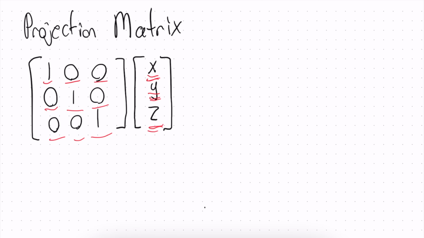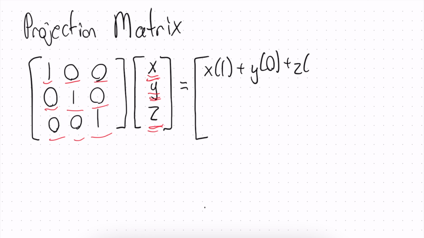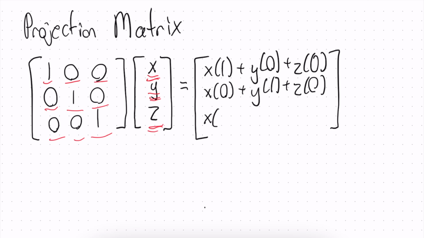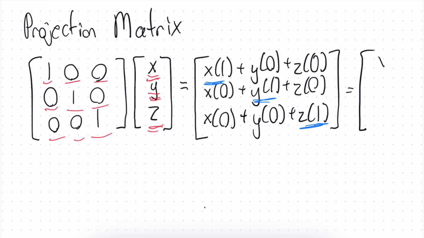So if I was to break this out and expand a little, what you would see is x times 1 plus y times 0 plus z times 0. And then you would have x times 0 plus y times 1 plus z times 0. Finally, you'd have x times 0 plus y times 0 plus z times 1. And you can see here pretty clearly, just based on the fact that everything else is multiplied by 0 except these, you would get back basically the exact same values in your matrix of x, y, and z.